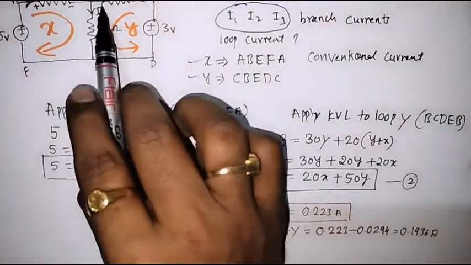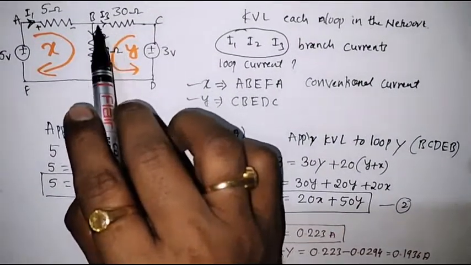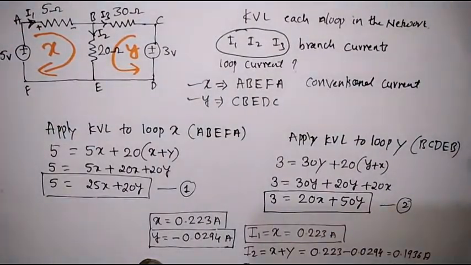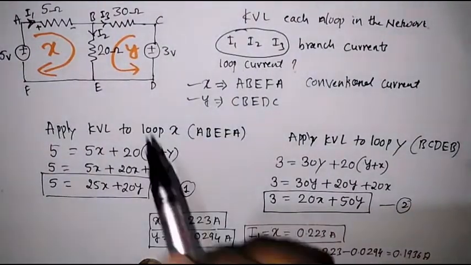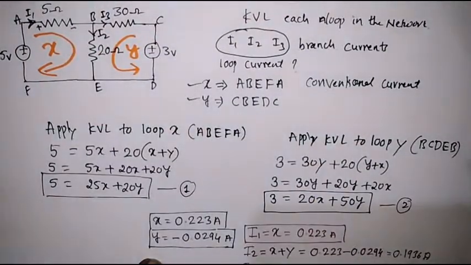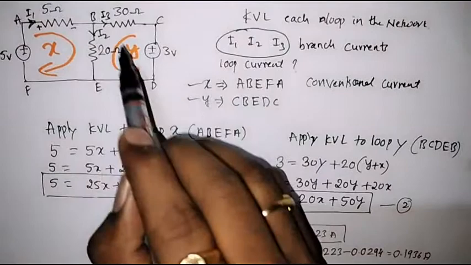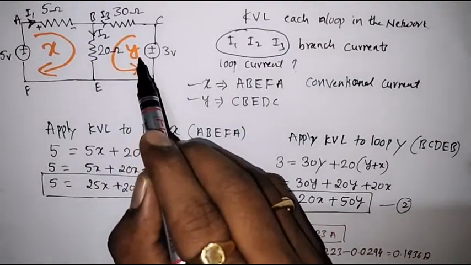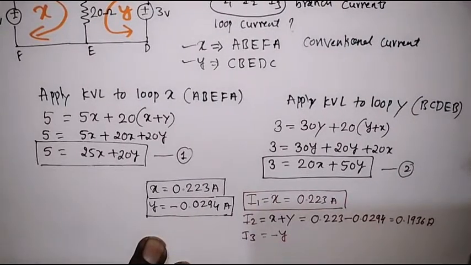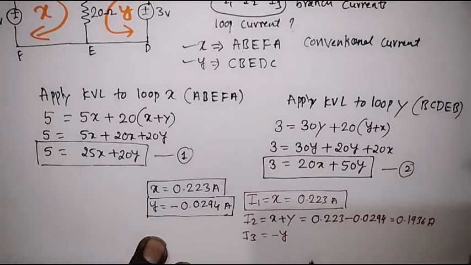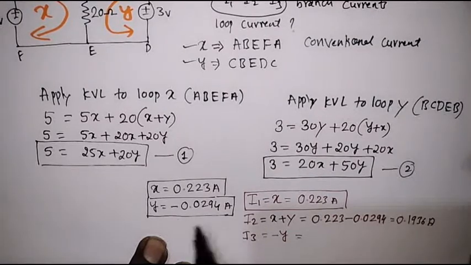Similarly, we'll calculate I3. Here I3 is the current flowing through B to C. In the 30 ohm resistor, the loop current Y is flowing from C to B. Therefore, I3 and Y are opposite to each other in direction. So I3 is equal to minus Y. Therefore, I3 is equal to minus of minus Y, that is plus 0.0294 amps.